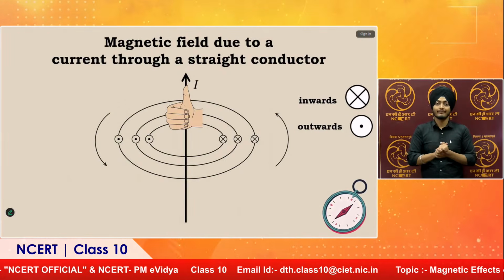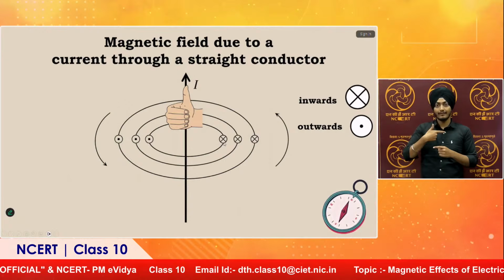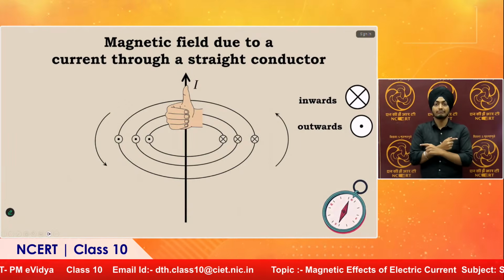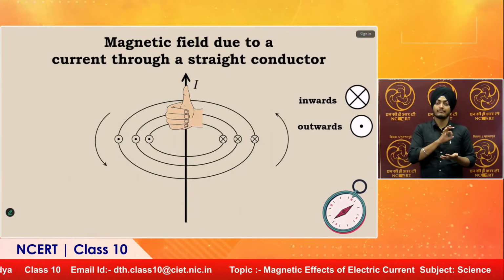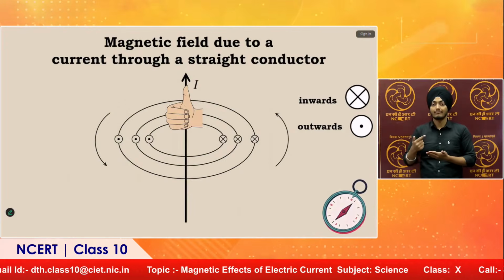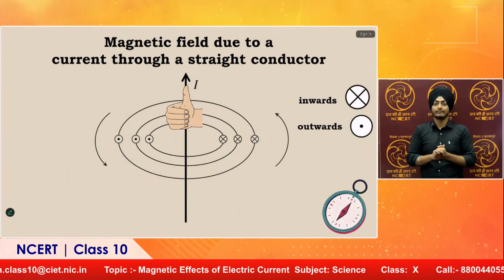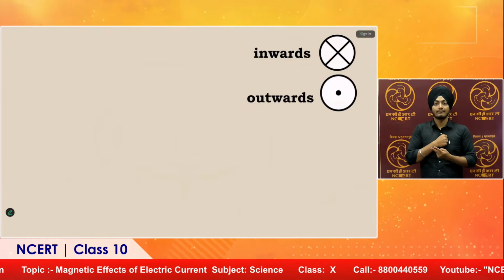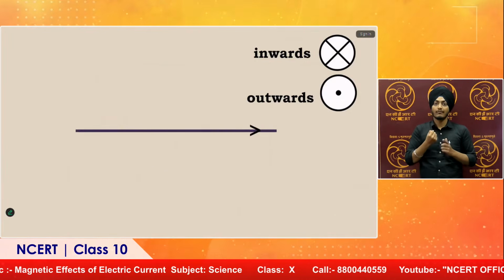And the cross mark shows that the magnetic lines are going inwards. So if you take any point in a concentric circle, one end is going inward and the other end is going outwards. By using this right hand thumb rule, we can easily find out the direction of the magnetic field.